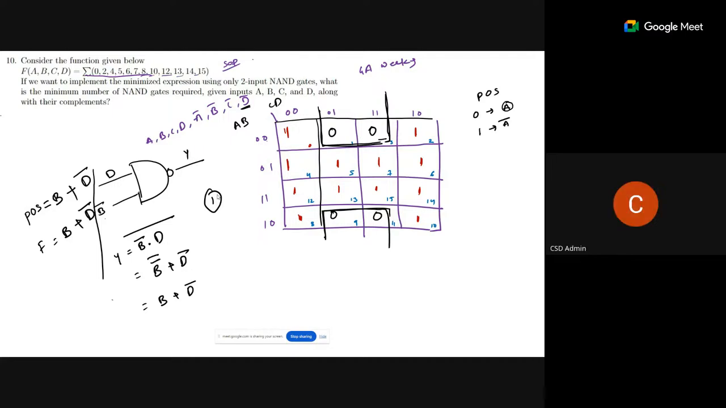Any doubt in this question? Can you show the SOP form also for this? If you solve in SOP, you form one group of 8, and another group of 8. Then you can minimize that and solve. Okay, I see. Wonderful. Let's go to the next question.